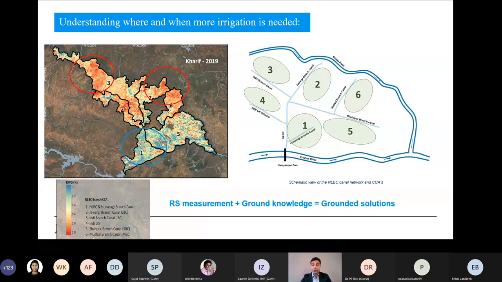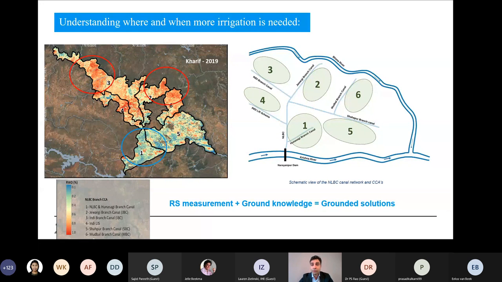So if you look a little bit closer at how this NLBC scheme is located and what these sections mean, you can see the relationship between different sections and the water source, which is Narayanpur Dam. Basically, you see that numbers 1 and 5 are the closest to the water source, and this is exactly where we see in the map that they have lower deficit of water. The areas that come further down always have water deficit and water shortage.